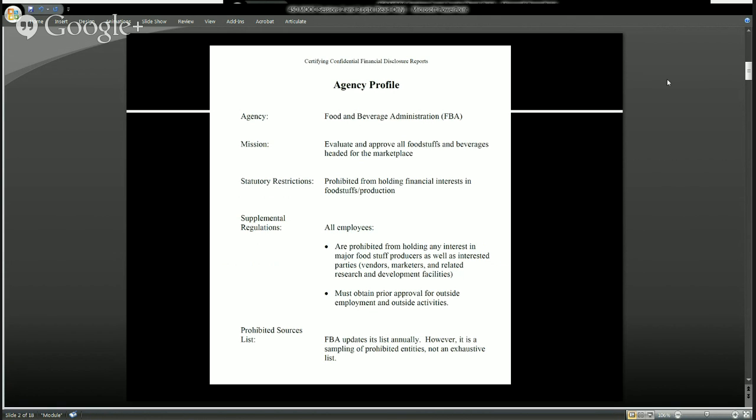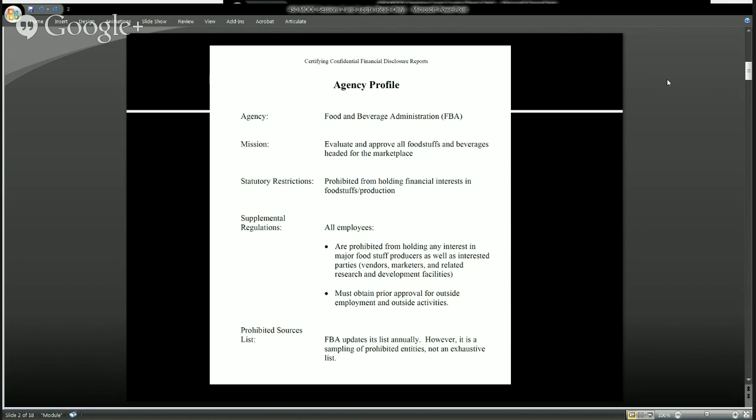So the first thing that we need to know is for which agency we're reviewing confidential financial disclosure reports. Cheryl mentioned on Monday the nexus between the responsibilities of the employee and their financial holdings. The confidential financial disclosure report gives us the holdings. To know about their work, we have to know about the mission of the agency and the role that the employee plays in the agency.